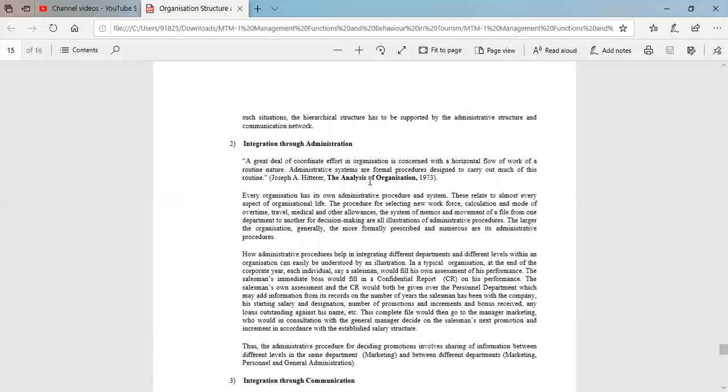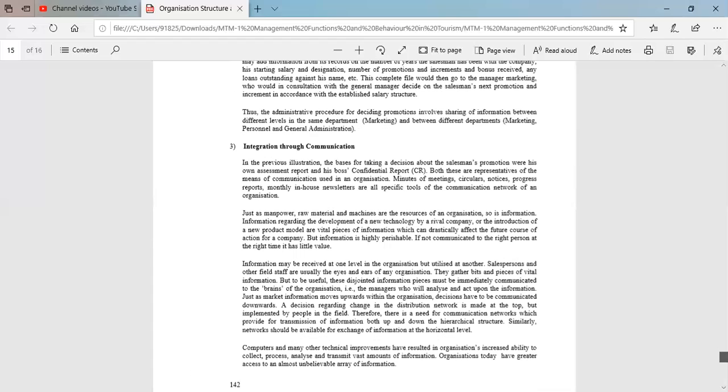Then comes integration through administration. Administration is basically government assessment. In government departments, review committees happen. If you work in government, you will know the yearly review committee, and auditing is also done. That is how the organization is going. That is administrative. When someone does good work, their report card is made that that officer has done good work.